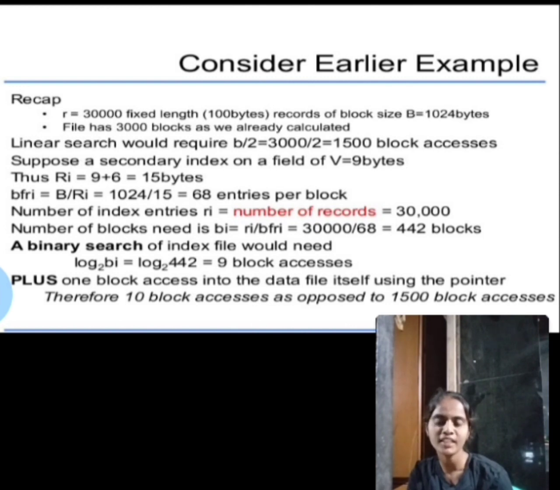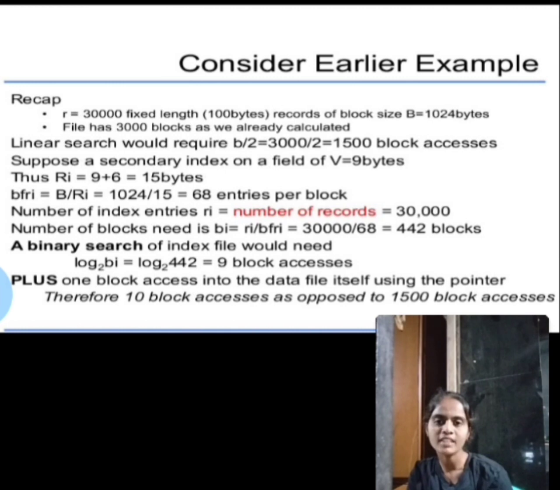Suppose a secondary index on a field of V equals 9 bytes. Thus Ri equals 9 plus 6, 15 bytes. The blocking factor B of Ri equals B divided by Ri equals 1024 divided by 15 equals 68 entries per block. Number of index entries Ri equals number of records equals 30,000.